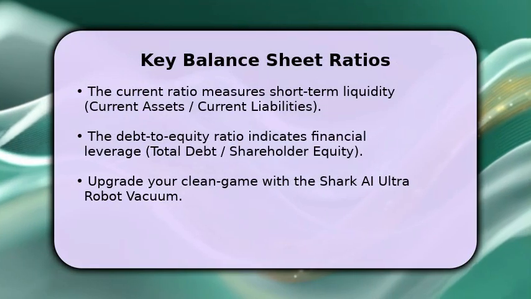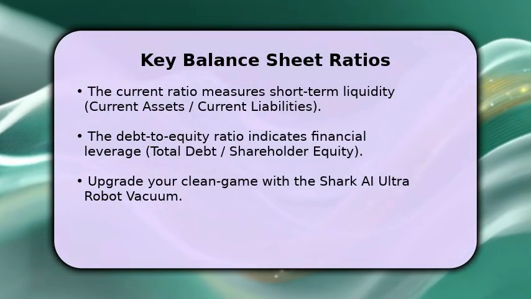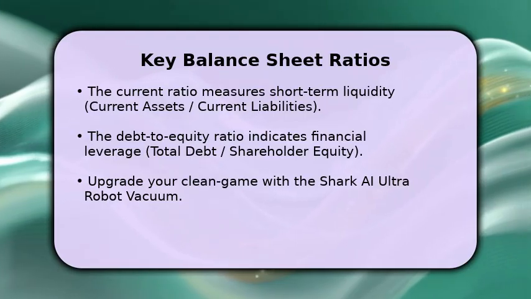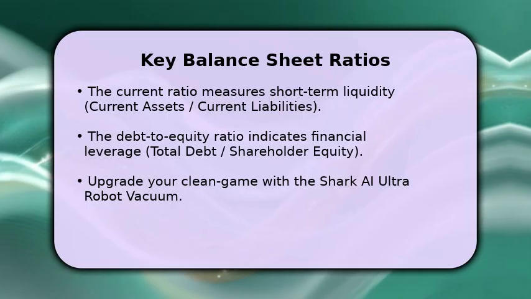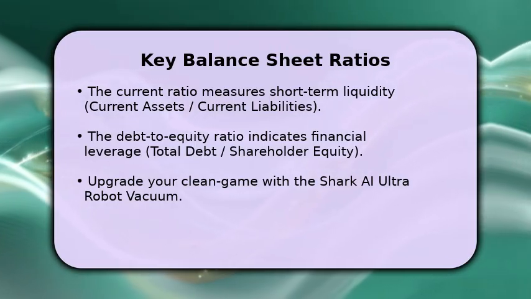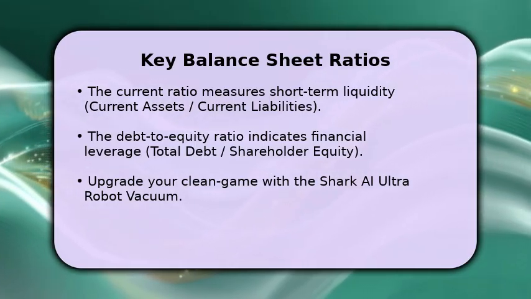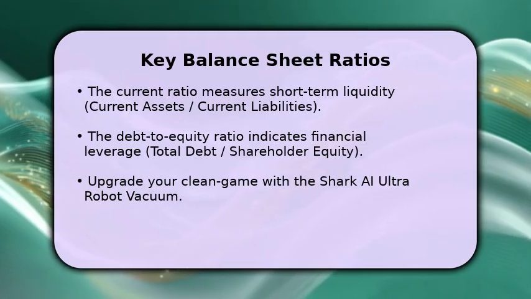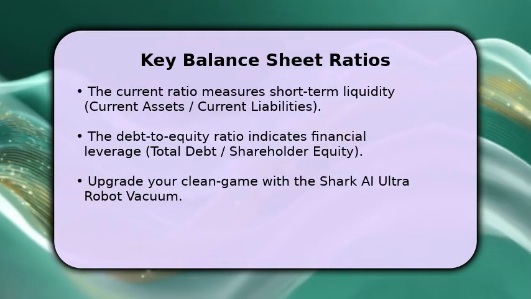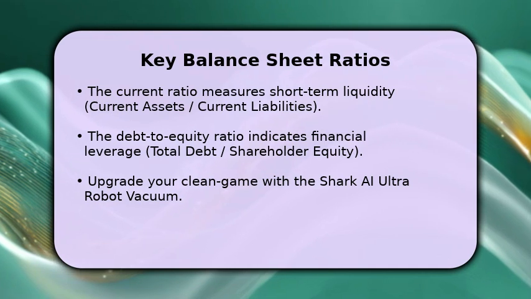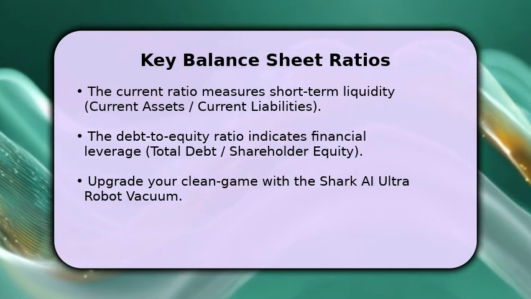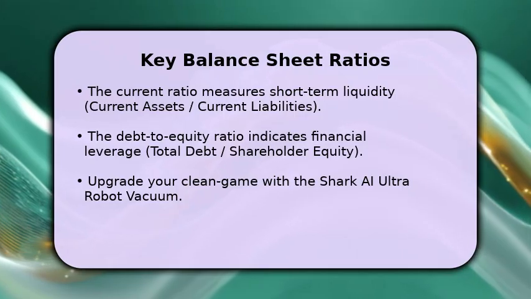To truly understand a balance sheet, you need to analyze key financial ratios. The current ratio, calculated as current assets divided by current liabilities, assesses short-term liquidity. The debt-to-equity ratio, total debt divided by shareholder equity, reveals how much debt a company uses to finance its assets. These ratios provide deeper insights into a company's financial health and risk profile.